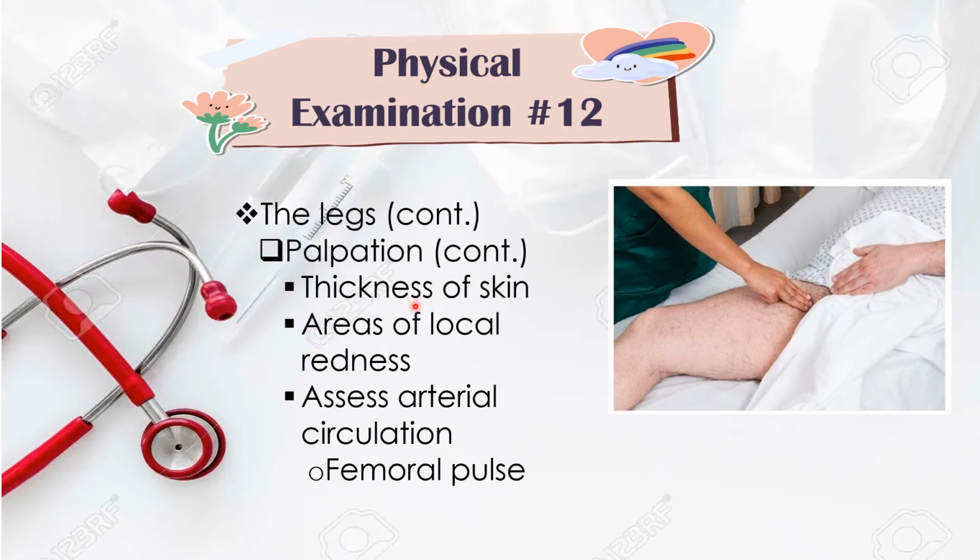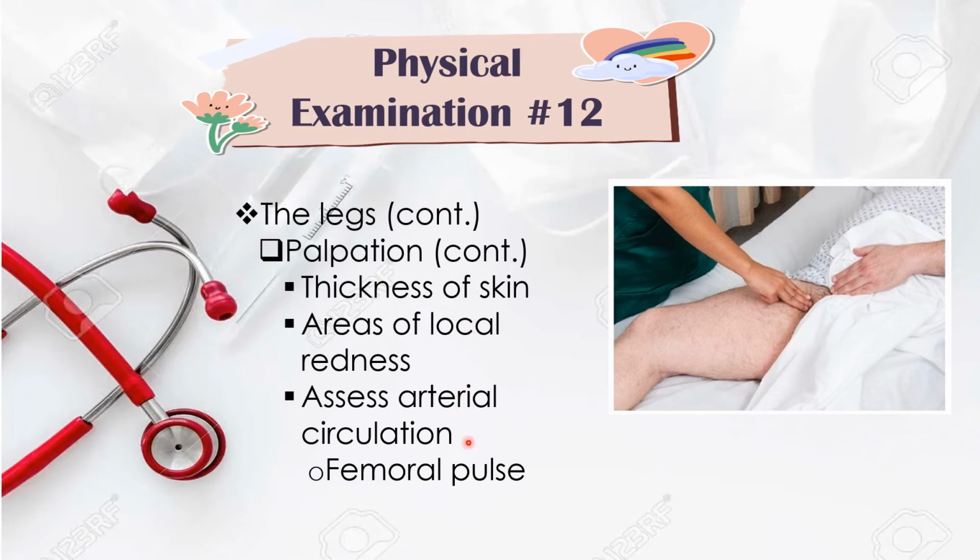Okay, so palpate also for the thickness of the skin. A thickened, brownish skin suggests lymphedema and advanced venous insufficiency. So palpate areas of local redness, noting the skin temperature, and then gently palpate for the firm cord of a thrombosed vein in the area. So the calf is usually the most often involved.